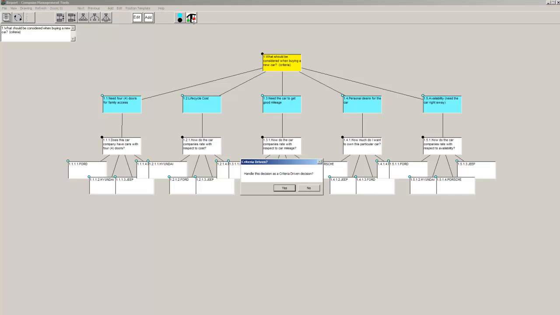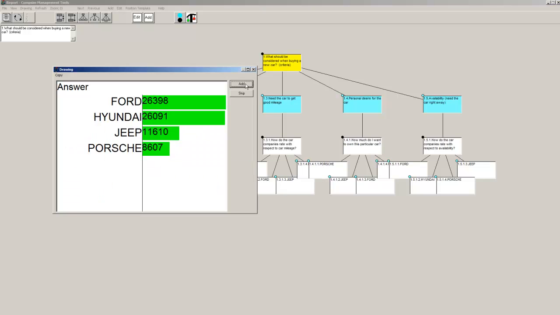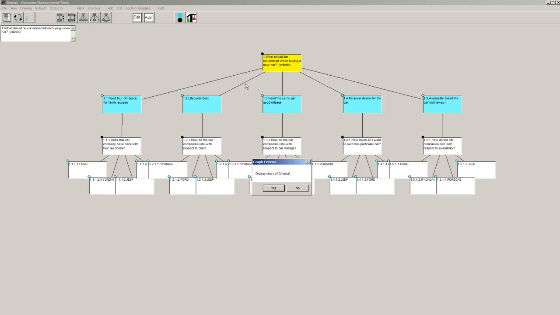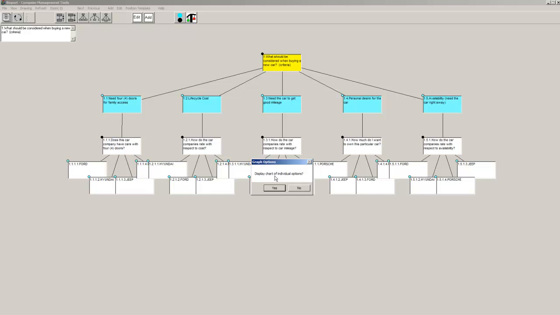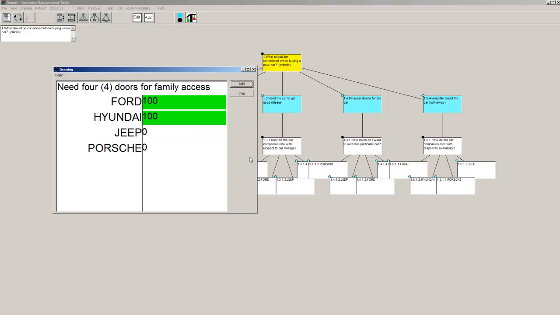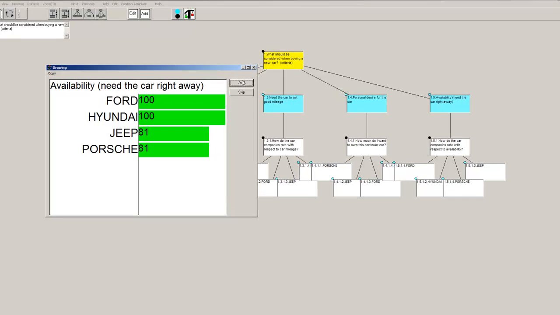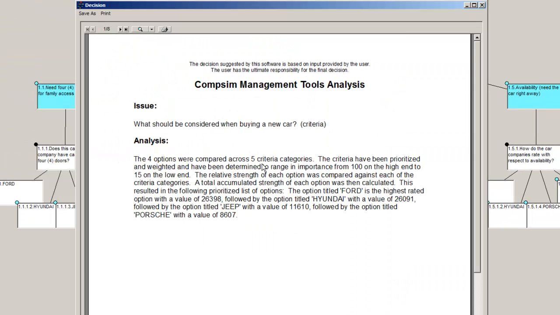Once all of the cars have been rated against each of the criteria, I can click on the decision-making icon and see the answer. In this case, the Ford was identified as the preferred choice, followed by Hyundai, Jeep, and Porsche. You might note that Porsche and Jeep were not rejected, even though they don't have four doors. With criteria-driven decision-making, one is just accumulating support. Any absolute reject information must be interpreted manually.